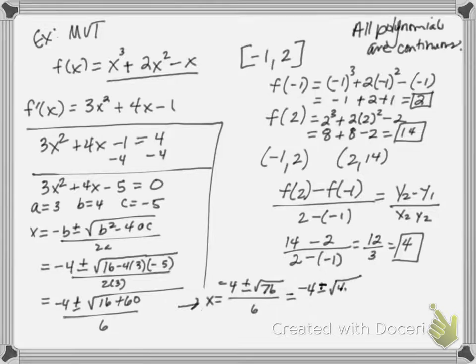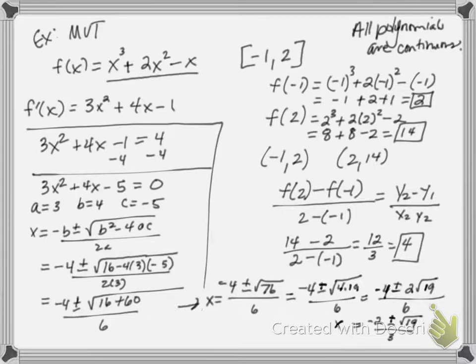We can break that radical 76 into the square root of 4 times 19 over 6, so that's negative 4 plus or minus 2 radical 19 over 6, and then I just need to reduce. I can reduce everything by 2. Negative 4 divided by 2 is negative 2, 2 divided by 2 is 1, and I'll have radical 19 over here, and reducing the 6 by 2, I get 3. So I get negative 2 plus or minus radical 19 over 3. That's equal to x. So I have two values of x.